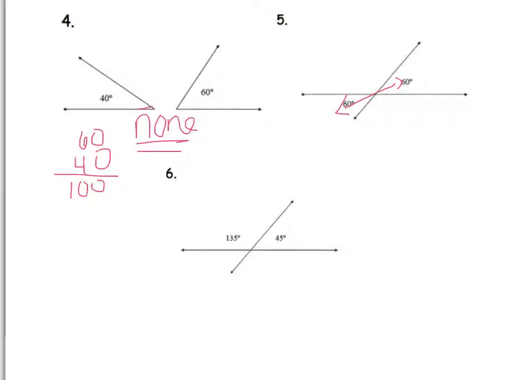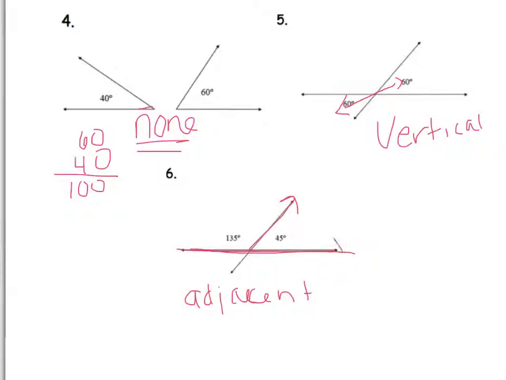For 5, these are across from one another. They don't add, so they're vertical because they're across from one another. But 60 plus 60 is not 90 or 180, so they're not supplementary or complementary. For 6, these two are next to each other. Here's that common ray that they share. So they're adjacent, and they form a straight line. So we know they add to 180, so they're supplementary as well.